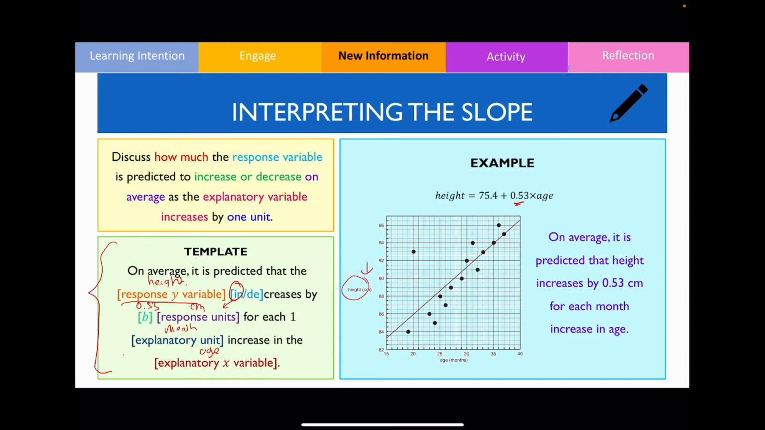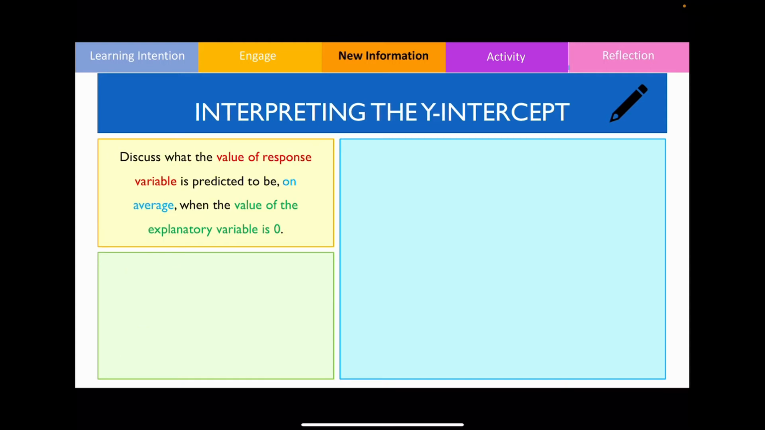Let's look at how we interpret the y-intercept. When we are interpreting the y-intercept, we need to identify on average what is the value of our response variable when the value of our explanatory variable is equal to 0. Similarly, I also have a template that you could refer to when you're formulating your responses.